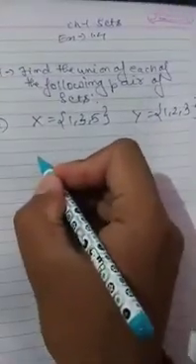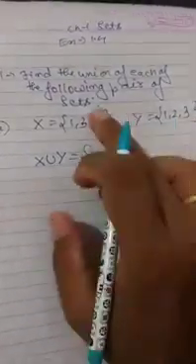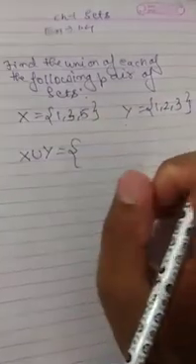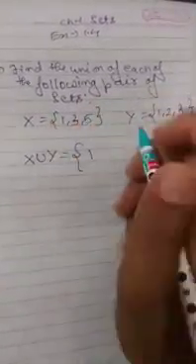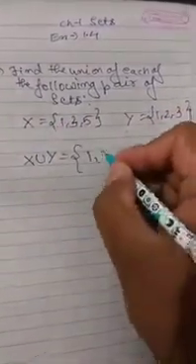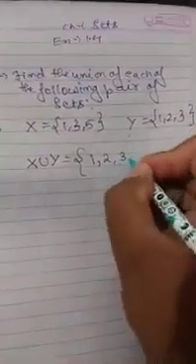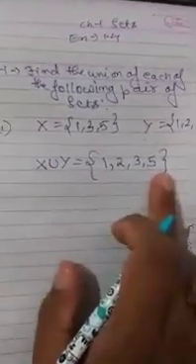So when we write X union Y, it means we will take all the terms which exist in both the sets. 1 is in both, so we will take it only once. Now the second one is 2, now 3 and 5. So this is X union Y.